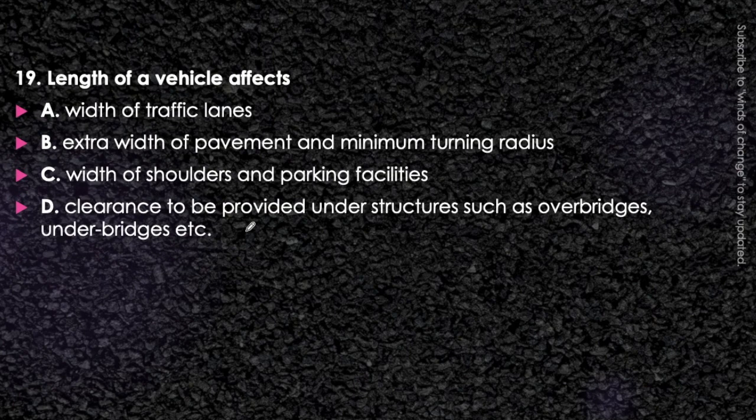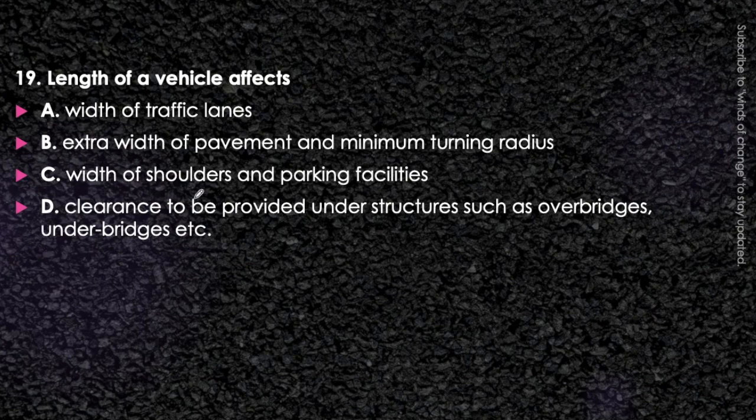Okay, next question. Length of a vehicle affects width of traffic lanes, extra width of pavement and minimum turning radius, or width of shoulders and parking facilities, or clearance to be provided under structures such as overbridges, underbridges, etc. Think about it. First of all, think about this last statement, clearance to be provided under structures such as overbridges, underbridges, etc. What will affect it? The height of the vehicle, obviously, because the clearance will be affected by the height of the vehicle.